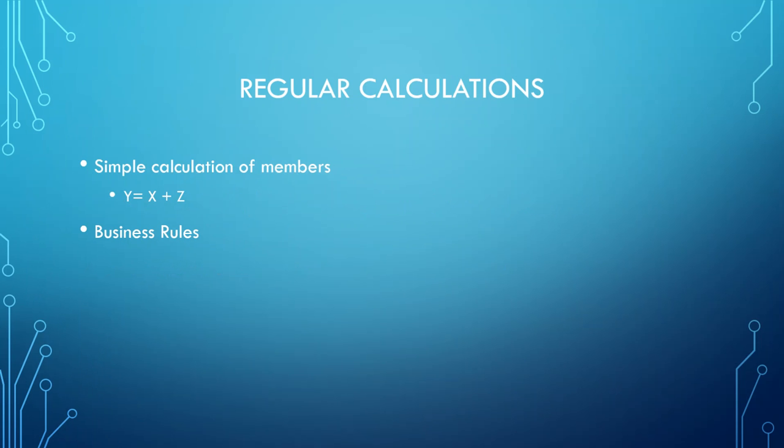So the next calculation type is regular calculations. We usually know these as business rules, and if you remember from the forms video, we actually use business rules. We didn't really explain it very much, but business rules are attached to certain forms to make certain calculations. And these are simple calculations of members, so y equals x plus z is one example. And these are usually written in calc scripts, or they can be written in Excel as a member formula.